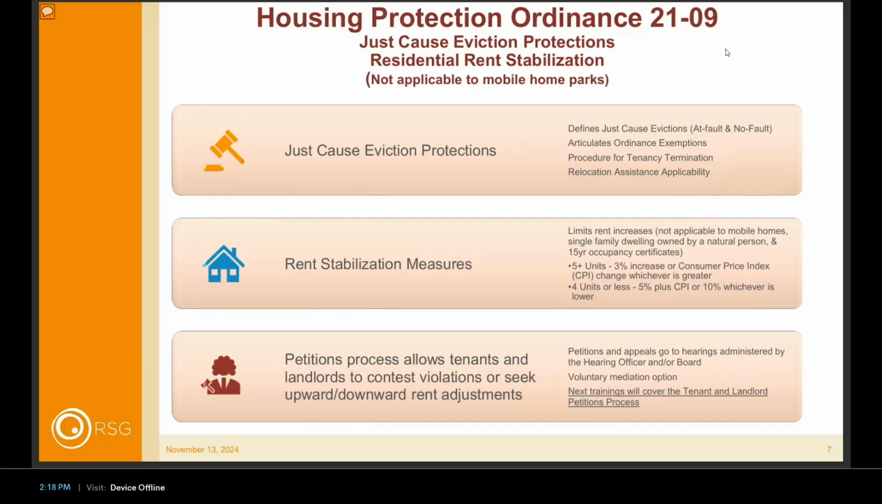For units that are in a complex with 4 or less units, 5% plus the CPI, or 10%, whichever is lower, applies. And so you might see petitions that come in, and you're going to have to look at the number of units in the property, and there will be a little bit of math involved in determining whether or not a rent increase was over the allowable amount.